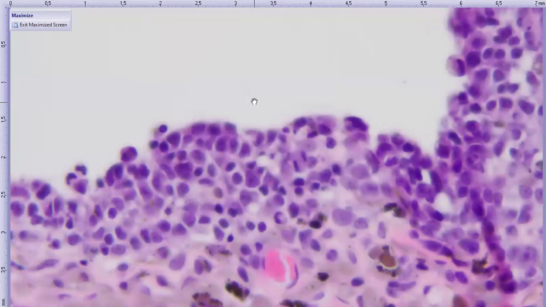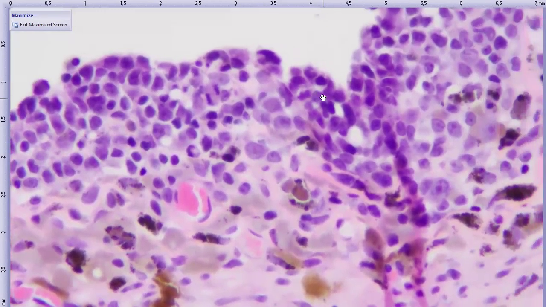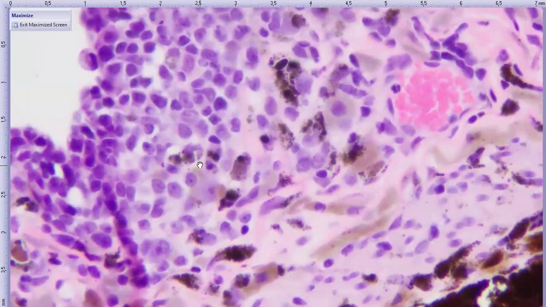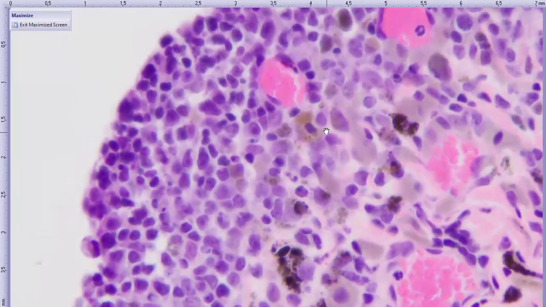So these cells are kind of round to polygonal with distinct cell borders. They have small amounts of eosinophilic cytoplasm, round to oval nuclei, and densely to finely stippled chromatin, and occasionally prominent nucleoli. There are mitotic figures readily identifiable throughout this population. Some of these cells in here do have a faint stippling of pigment in them. Here.